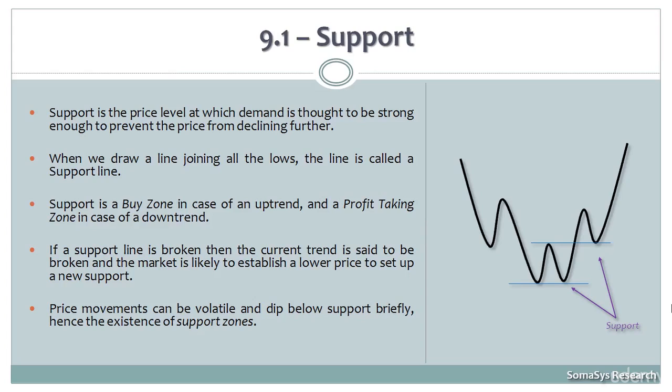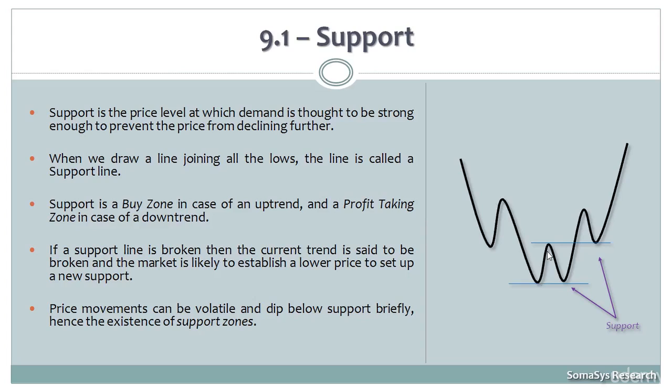off consistently when approached. Now, this support is a buy zone in case of an uptrend and a profit-taking zone in case of a downtrend. So this support over here is a profit-taking zone, and this support over here is a buy zone. But why so? This is a downtrend over here as price is making new lows and highs are also lower.